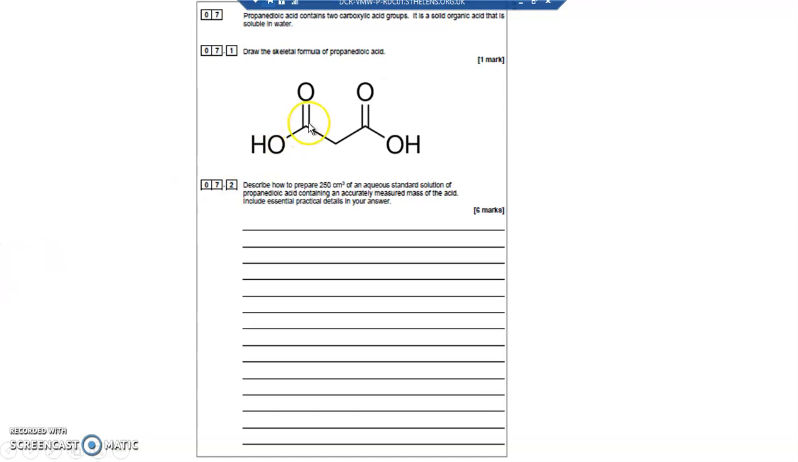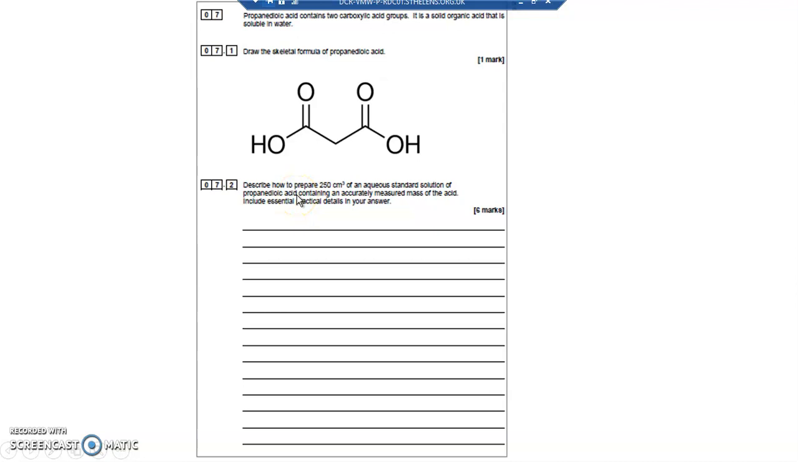So what do you have? You have 1, 2, 3 carbons, an OH, and a C double bond O. So you've got a C double bond OH and a C double bond OH, and you've got 2 of those, dioic acid, and 1, 2, 3 carbons. Don't draw any H's on, and the carbons, as I say, are corners on lines or dots.